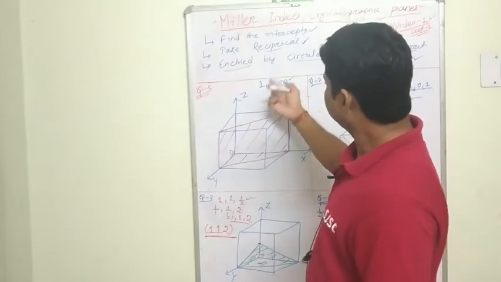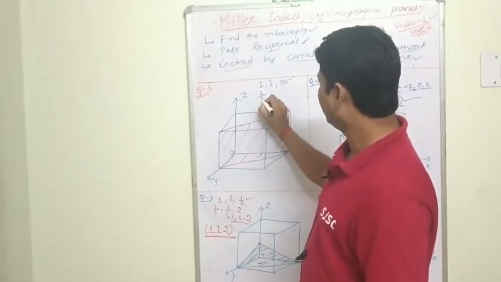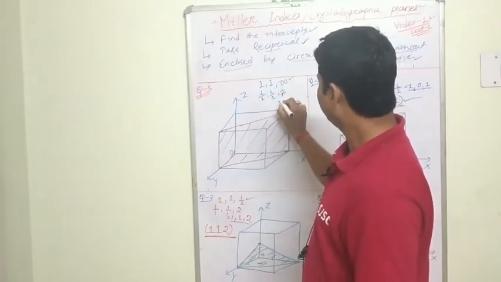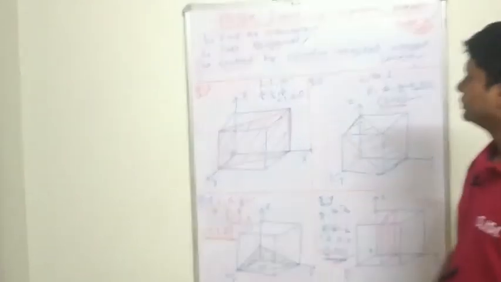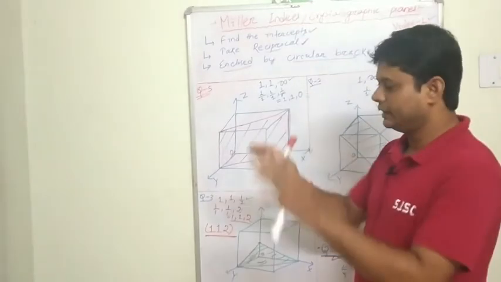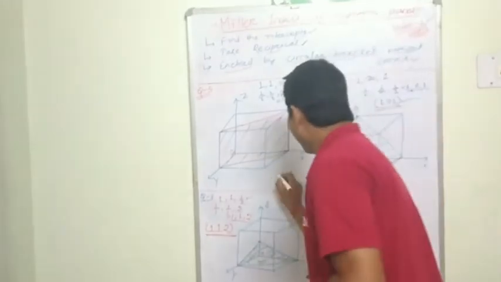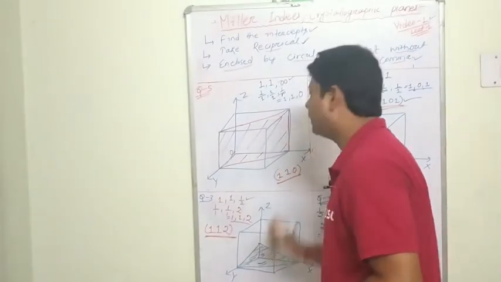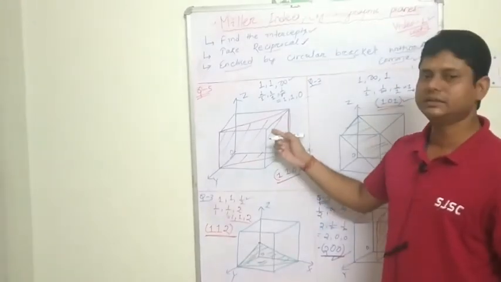Now we have to take the reciprocal of these intercepts, that is 1 by 1, 1 by 1, 1 by infinite. That will be equal to 1, 1 and 0. Now we have to put these values in a circular bracket without any comma. That will be (1 1 0). So this is the required answer, or Miller indices of this plane.